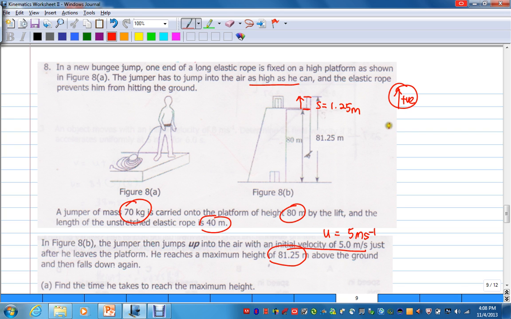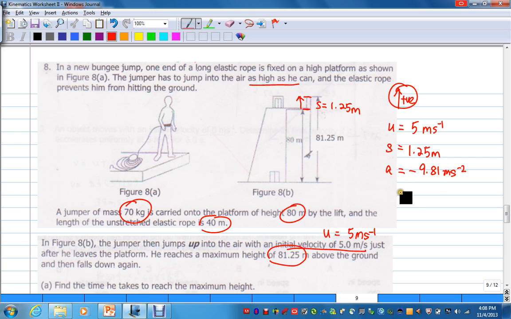So let's take a look at what we have. We have the initial speed, which is 5 meters per second. We have the displacement of the jumper, which is 1.25 meters. We also have the acceleration. The acceleration here is due to gravity. Gravity is acting down, so the a will be minus 9.81 meters per second squared. Recall we're taking upward positive. Gravity is always down. That's why it has to be negative here. So from here, I want to find time.